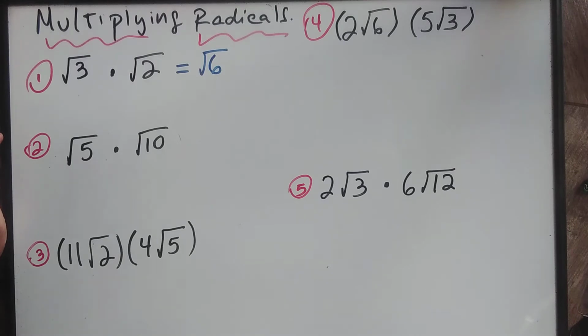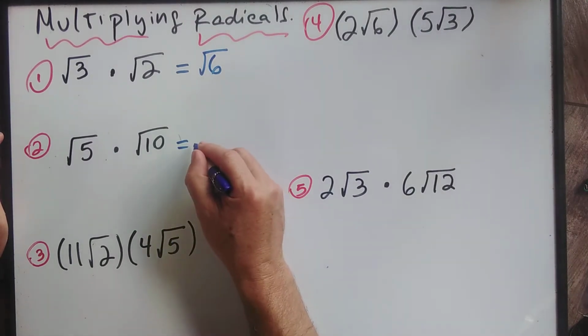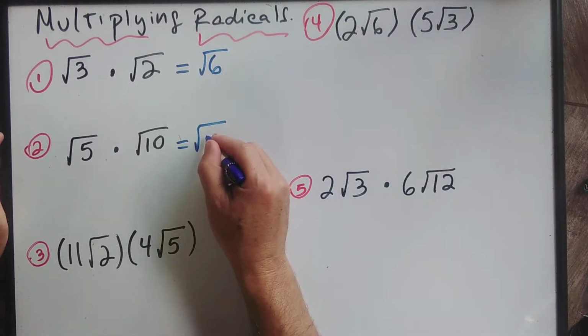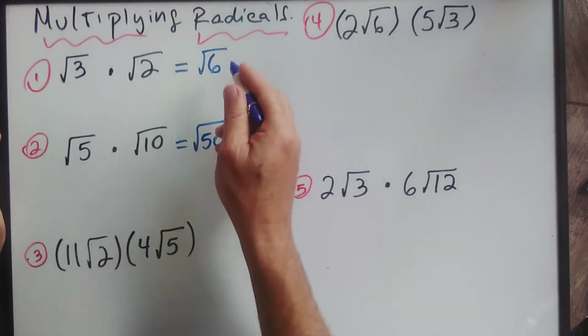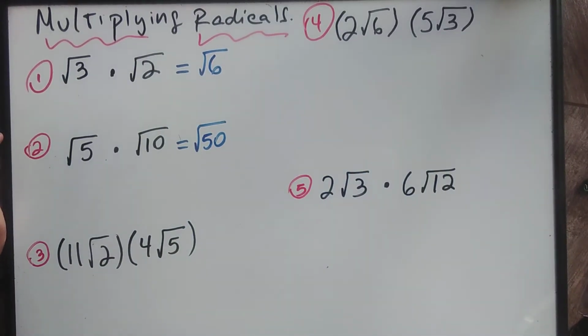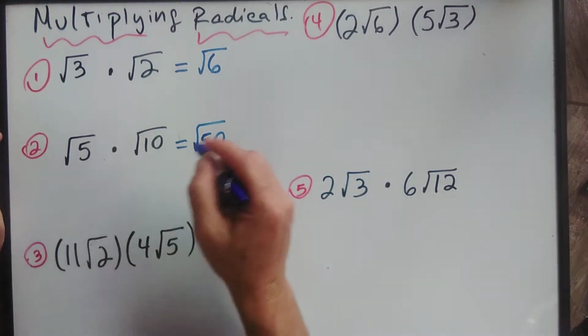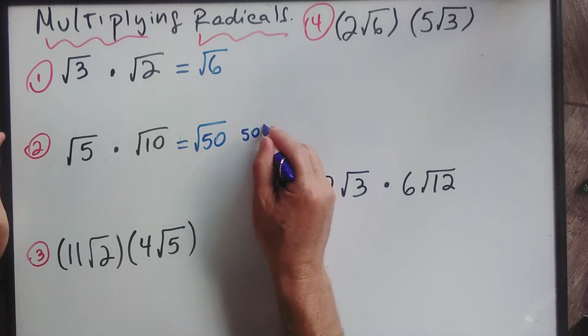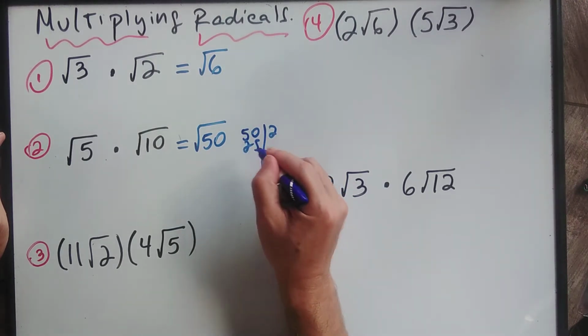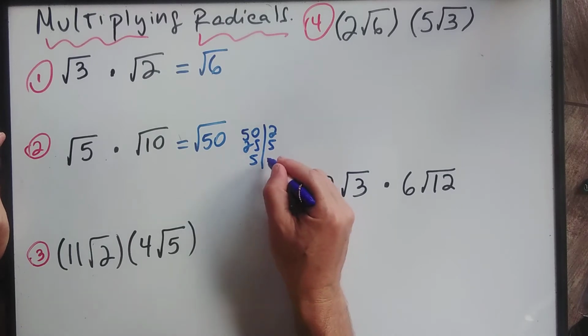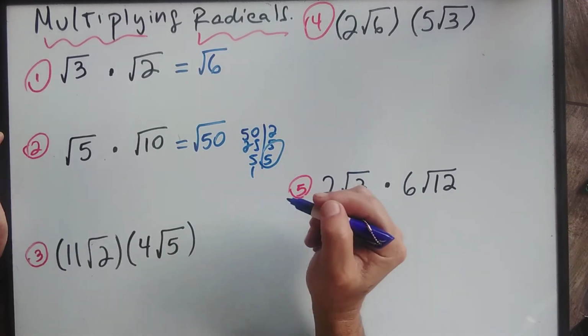Okay, now we do the next one. Same thing, we just got numbers inside the radical. We're going to multiply them together to get square root of 50. But unlike that 6, which is already in simplest form, I could do a prime factorization on that 50. So I'm going to go to the side and divide by 2, 25 by 5, 5 by 5, 1, 5 radical 2.